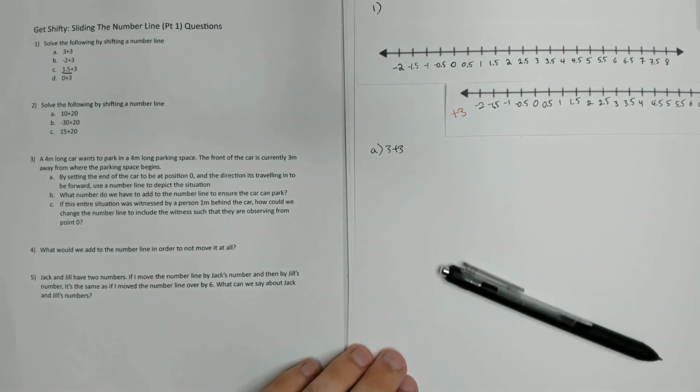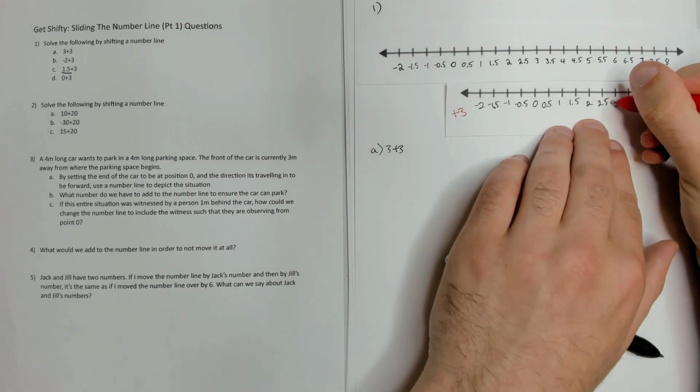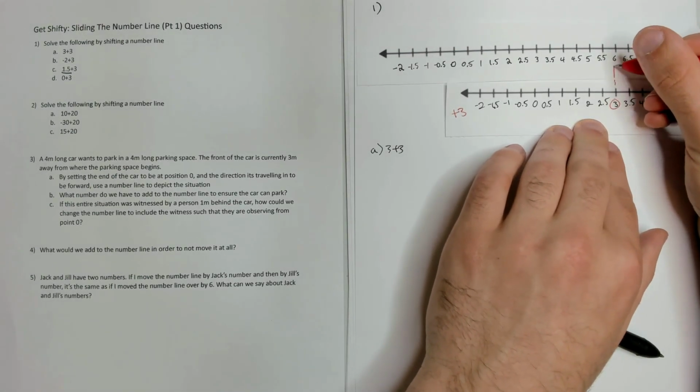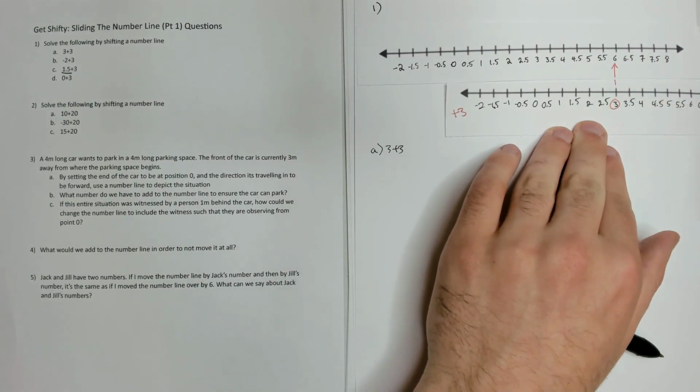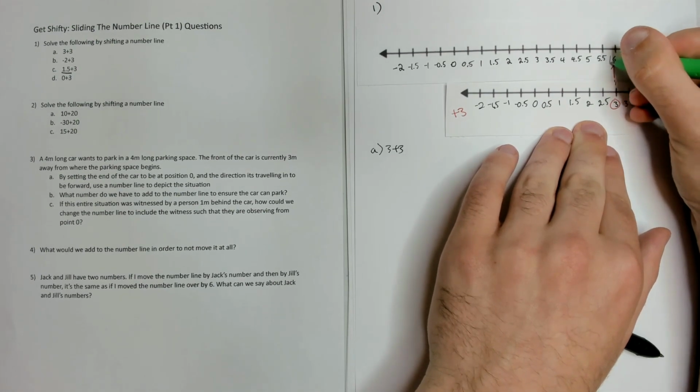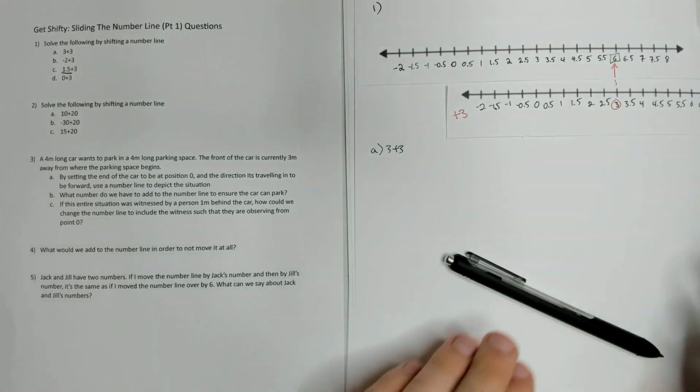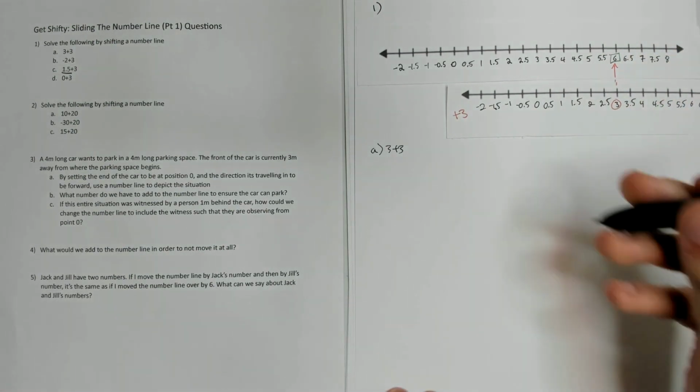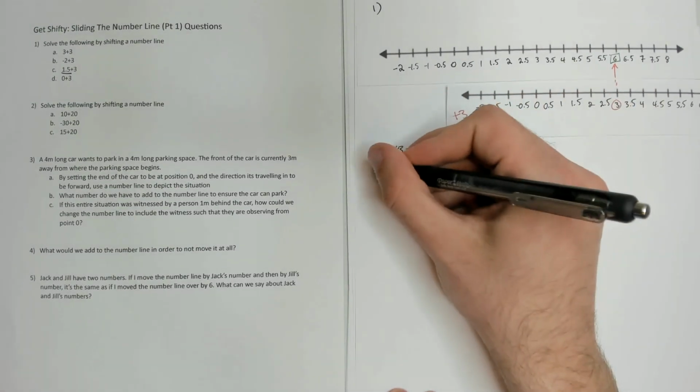So that means we'll look at where 3 was. And what does that correspond with? That corresponds with 6. So we see that by shifting the number line, our 3 corresponds with 6, and we get that 3 plus 3 equals 6.